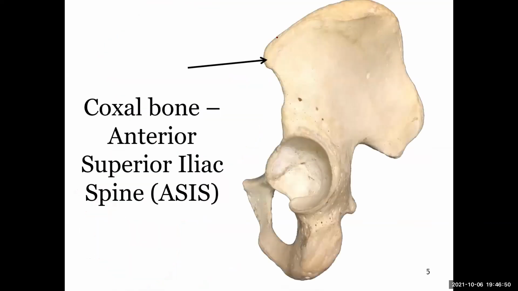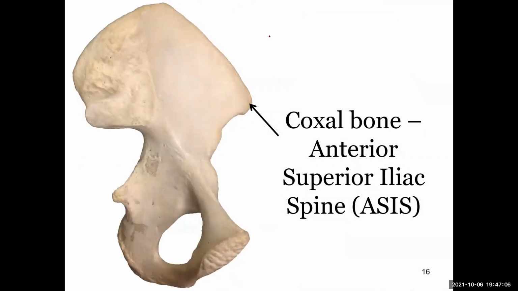So on the anterior portion of the iliac crest, where it ends, you have a bump there, and that's called the anterior superior iliac spine. Okay, you can see that on the lateral view. And then here it is on the medial view. That's the anterior superior iliac spine. Okay, so that's at one end of the iliac crest.